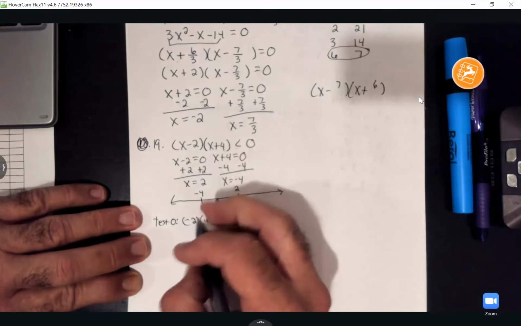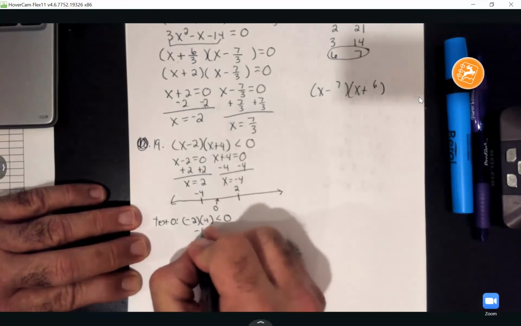-8. So it's true. -8 less than 0. Is that true or false? True. That is true. So I will shade where that 0 was located, okay? Which means we're going to shade that thing right there in the middle.